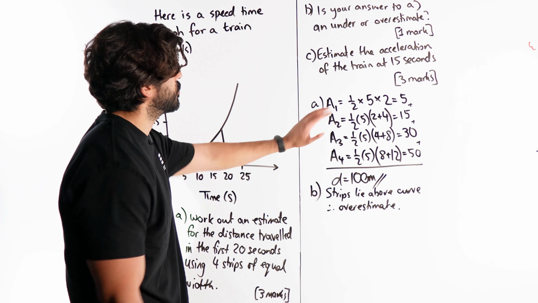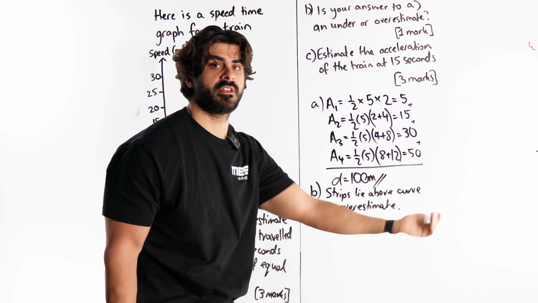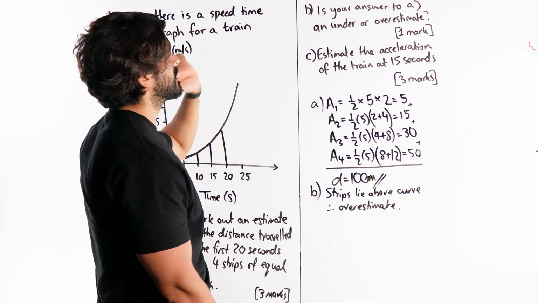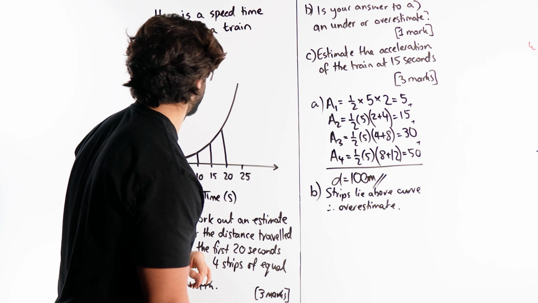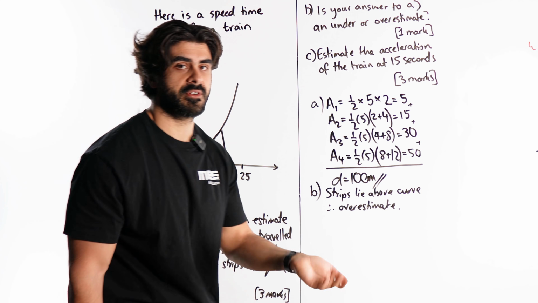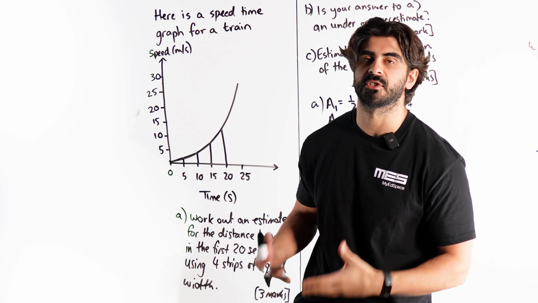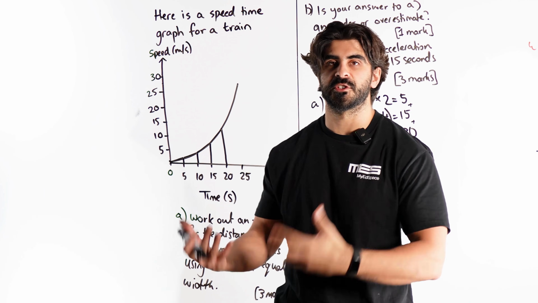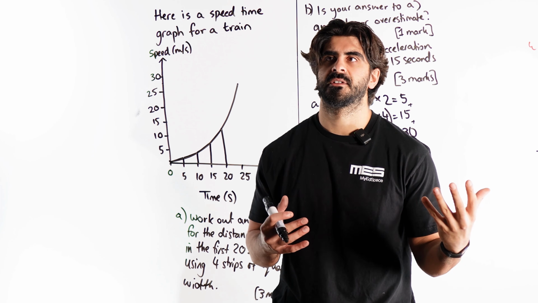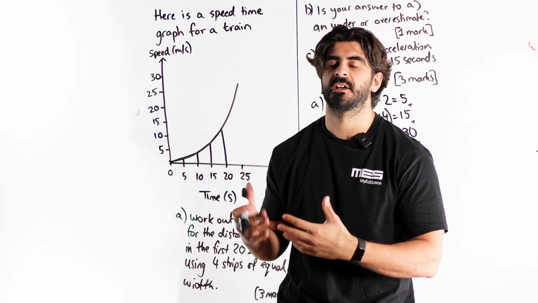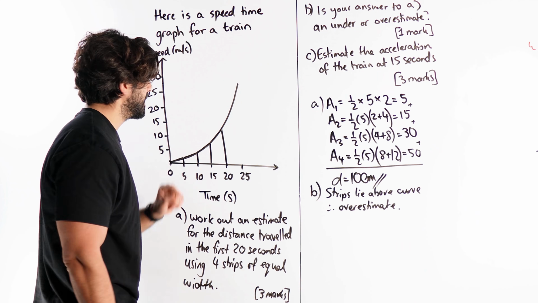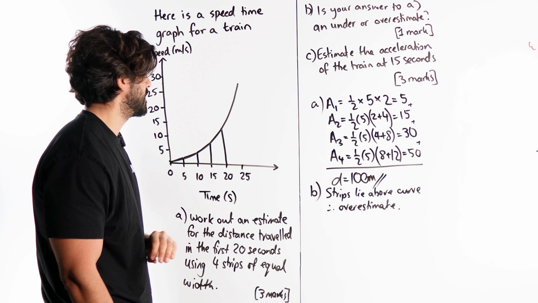They do usually say give a reason for your answer. You can't just say over and under where you have a 50% chance of getting it right if you just guess. Then it says estimate the acceleration of the train at 15 seconds. Now, in a speed time graph, how do you calculate the acceleration? Well, the acceleration measures the rate of change of the speed. So how is the speed changing over time? To measure how something is changing, that's to do with the gradient. So at t is 15, we need to somehow measure its gradient.